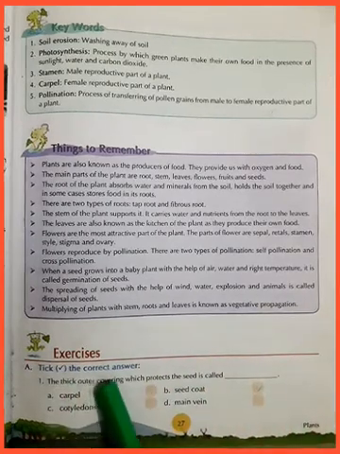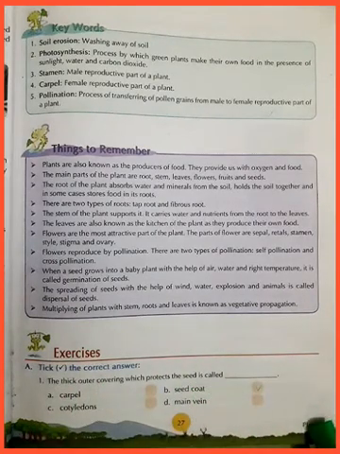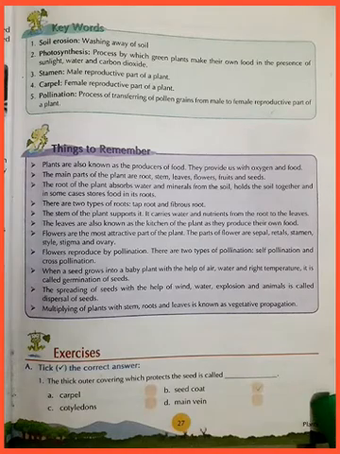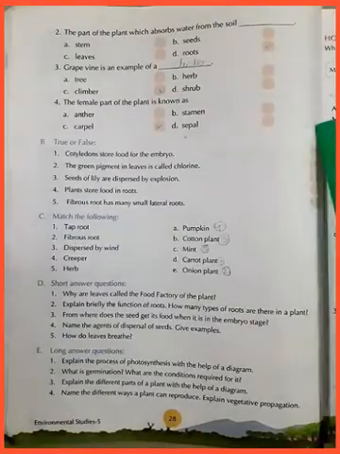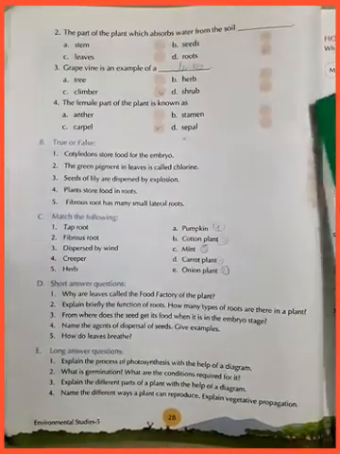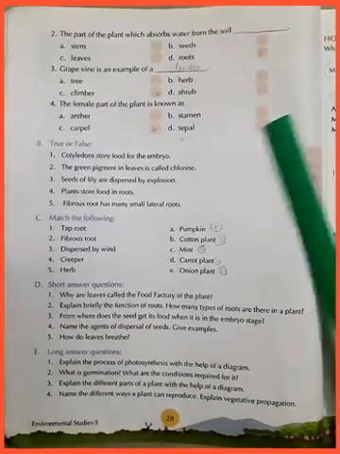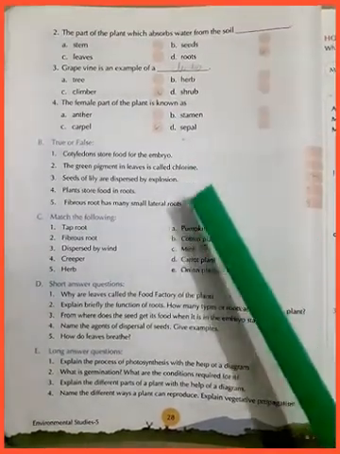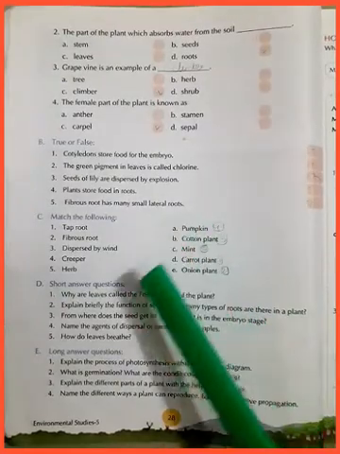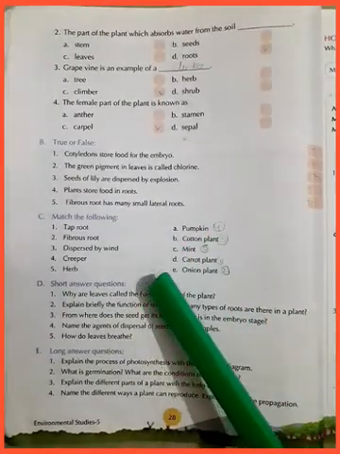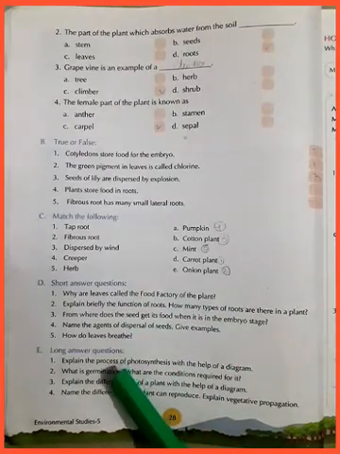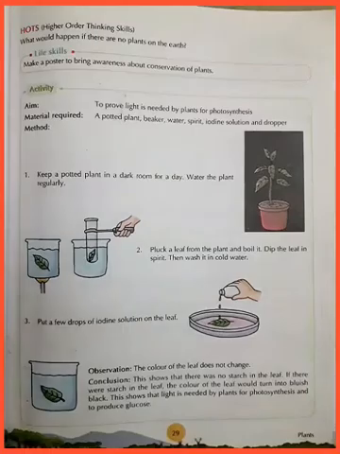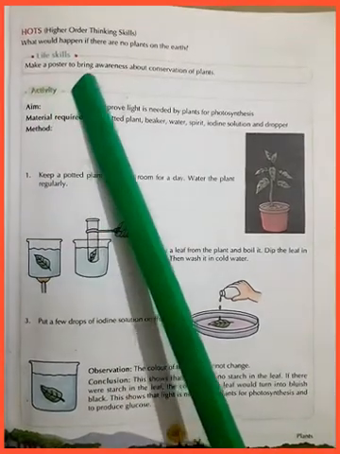Now here are some exercises also that you can try out. Choose the correct answer: four options are there, one is correct. You need to find that out. True and false will help you to evaluate yourself. Match the following, short answers, long answers, etc. are the main part of it. Here is a high order thinking skill question.